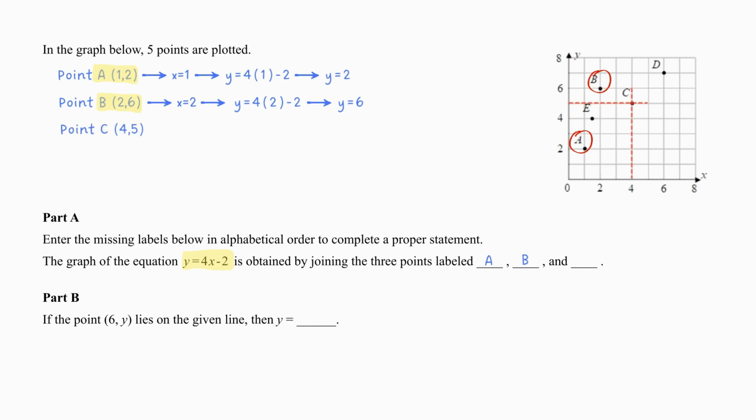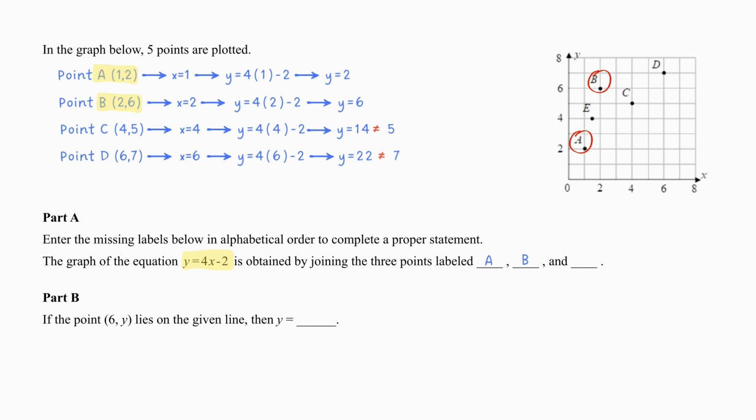Let's check point C, (4, 5). x equals 4. Use the rule. y equals 4 times 4 minus 2 is equal to 14. The graph says point C is at (4, 5). 14 is not equal to 5. Point C is not on the line. Let's check point D, (6, 7). x equals 6. Use the rule. y equals 4 times 6 minus 2 is equal to 22. The graph says point D is at (6, 7). 22 is not equal to 7. Point D is not on the line.